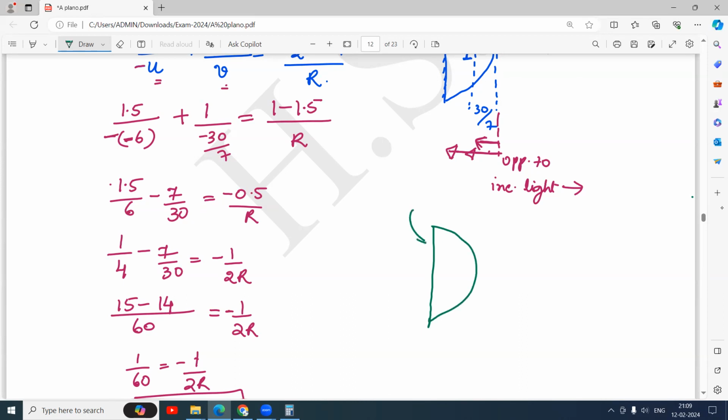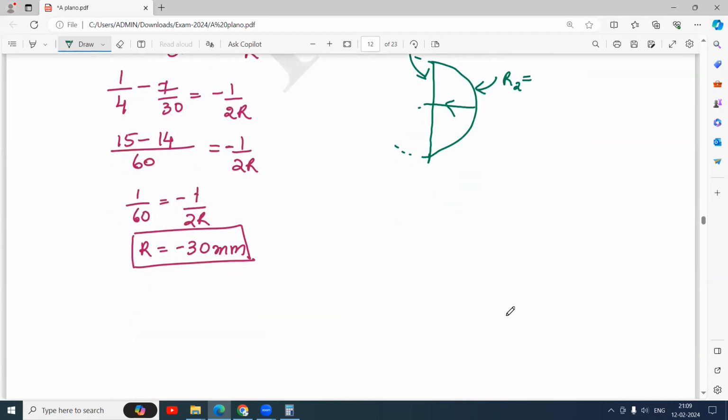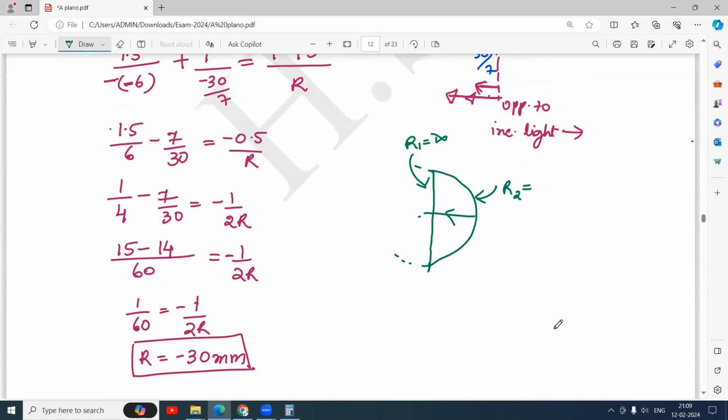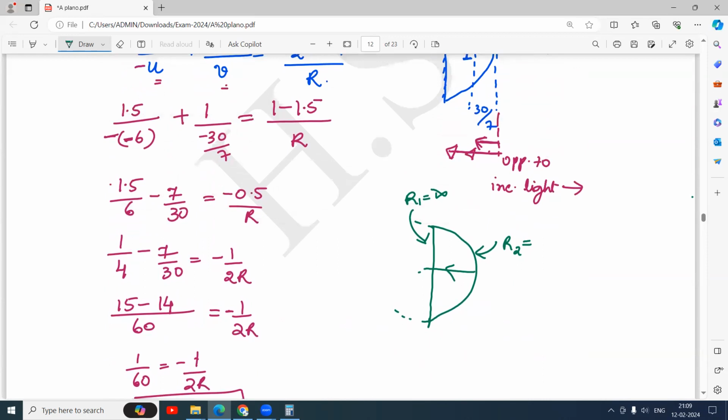So this is radius R1, which is equal to infinity. And what about this? The center of curvature of this surface lies somewhere here. So you'll have to measure the distance in the opposite direction. So this is R2. R2 has to be taken as minus 30 millimeter, that is what we have found just now, because the center lies on the left-hand side. So minus 30 millimeter. So what is the focal length?